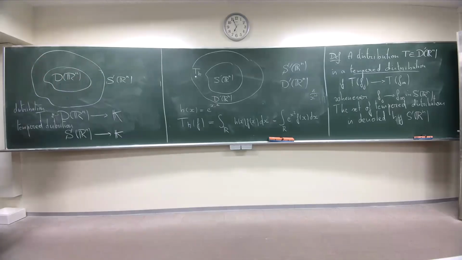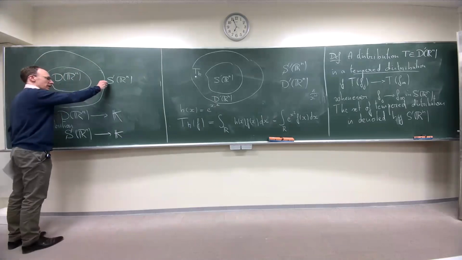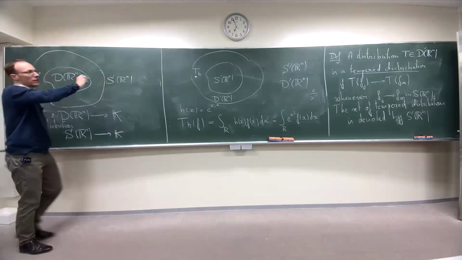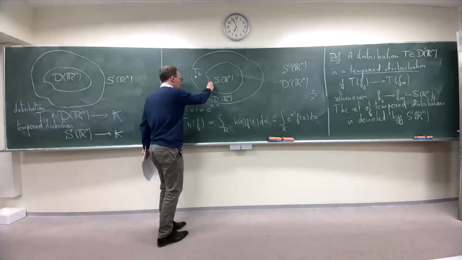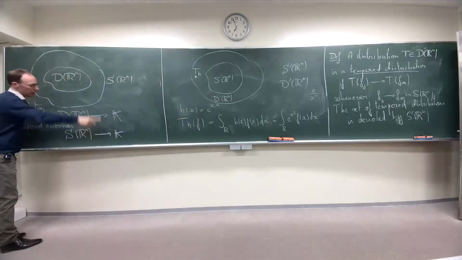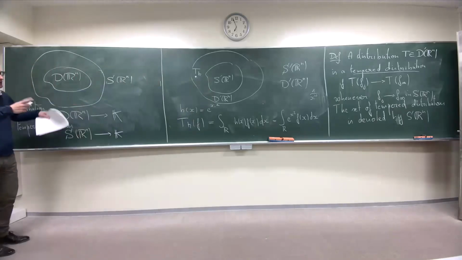Do you have any question? You can always interrupt me at any time. So it means I haven't finished the construction yet, but this space is slightly bigger than this one. So it means the set of distributions, so the set of functions from this space to K, which are continuous, is slightly smaller.